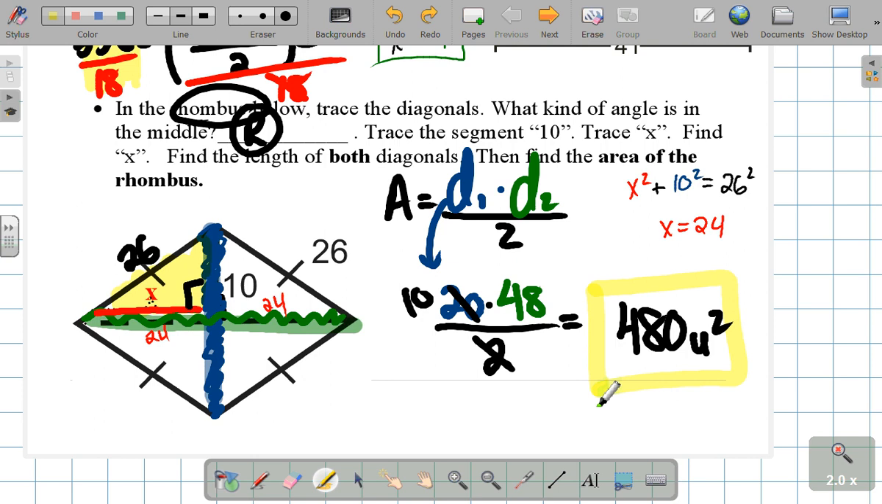Call me over only when you have the complete area. Yes, yes, yes. Yeah. Could you trace your 24?